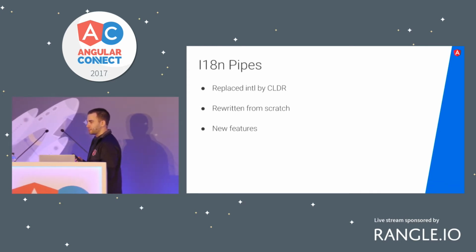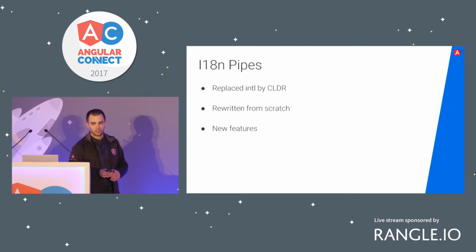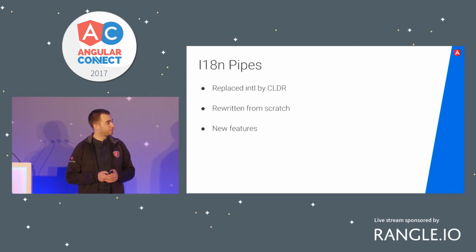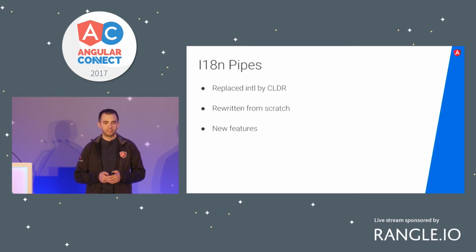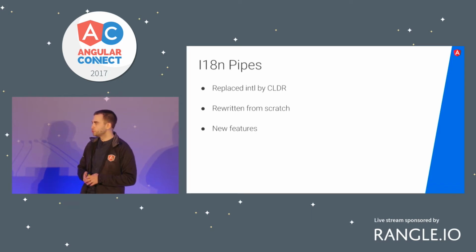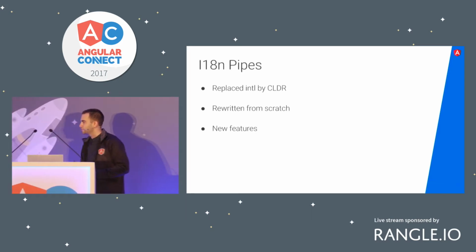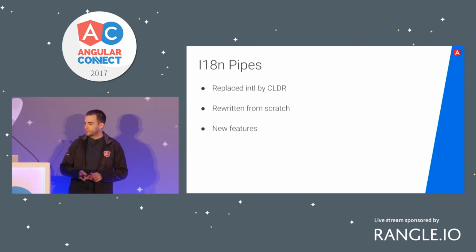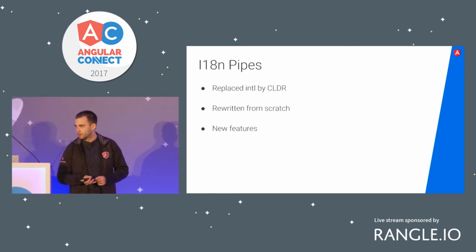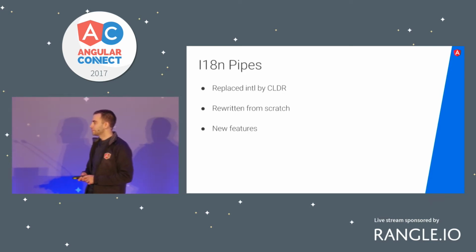So what have we changed in i18n pipes? Well, you might not know this, but in Angular v4, the pipes are using something called the Intl API. And the Intl API is provided by browsers, and it lets you do string comparisons and formatting for text, numbers, currencies, and time. And this is a new official API from JavaScript that is implemented in the new browsers.